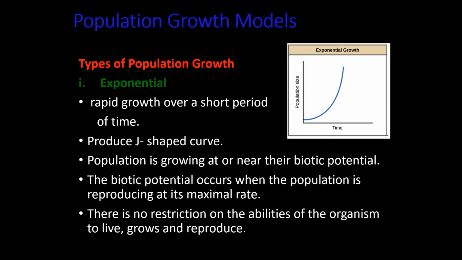There are two population growth models. First model is exponential. Second model is the logistic growth model. The exponential model is rapid growth over a short period of time, producing a J-shaped curve. This population is growing at or near its biotic potential. The biotic potential occurs when the population is reproducing at its maximal rate. There is no restriction on the abilities of the organism to live, grow, and reproduce.